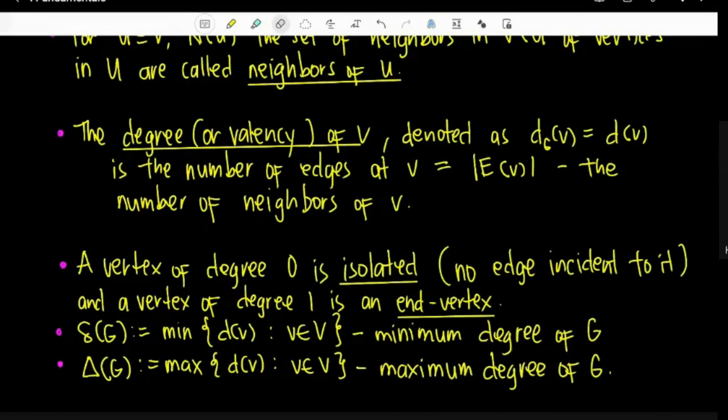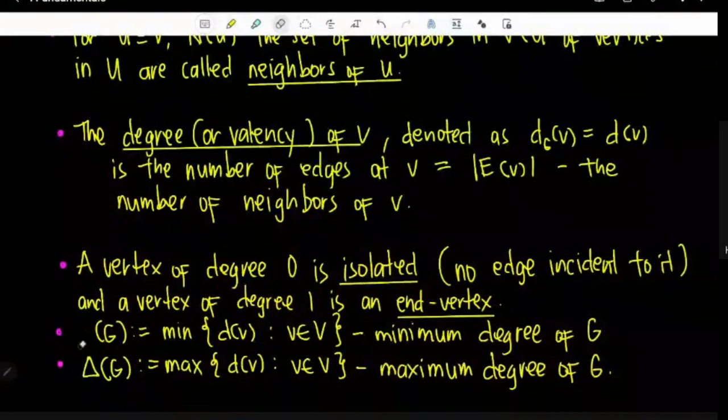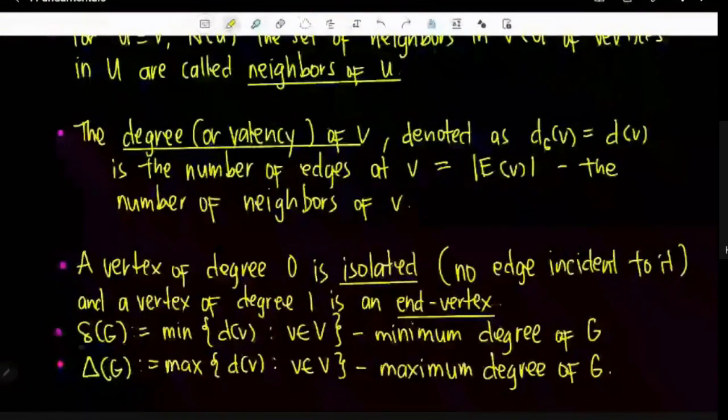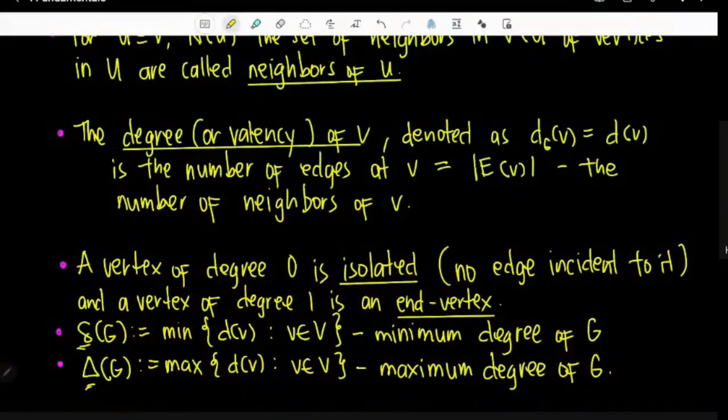That means if you get all the degree of each point, you get the lowest degree that you have, then that's your small delta G. On the other hand, the capital delta G, so the small delta G is this one. So this is the small delta, and this is the capital delta. Those are Greek letters for D, the Greek letter of D. So, small delta, minimum; capital delta, maximum.